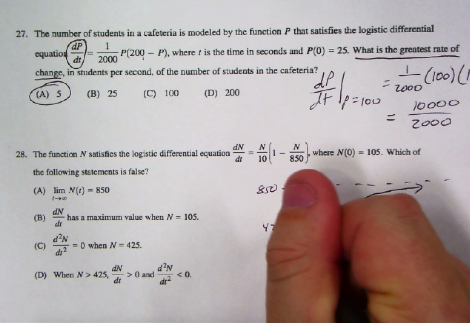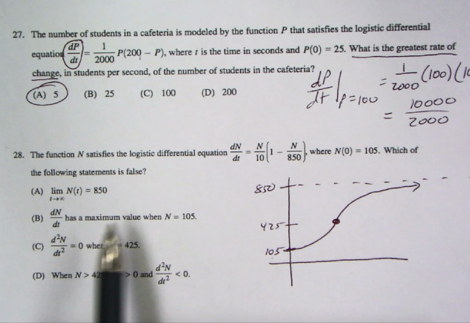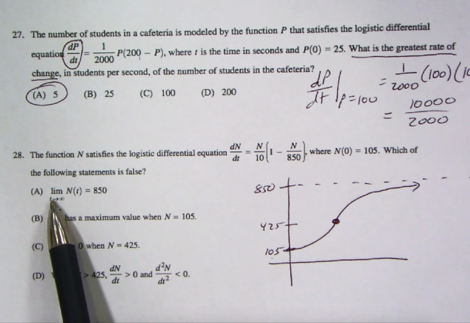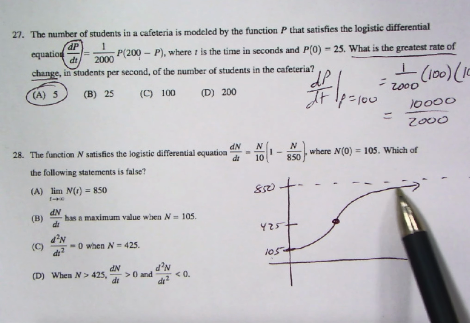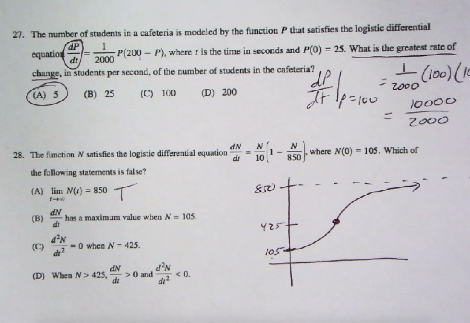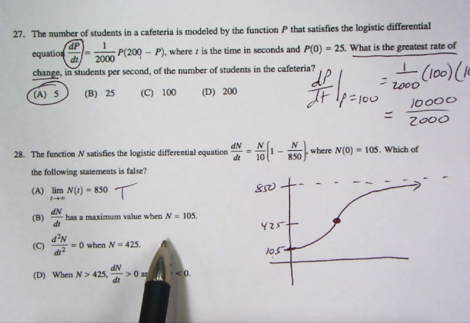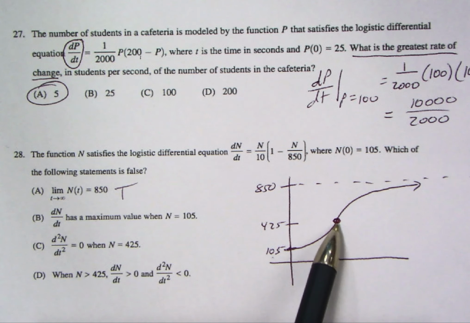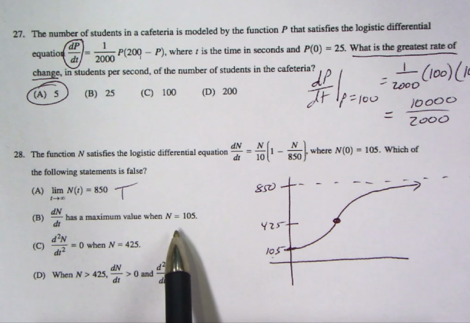Okay, so now I can look at the questions. It says as t goes to infinity, so as t gets really big, then the limit is approaching 850. And yeah, this graph is approaching 850. True. dN/dt has a maximum value when N is 105. Well, that's not going to be true because it's going to have a maximum value when N is 425.